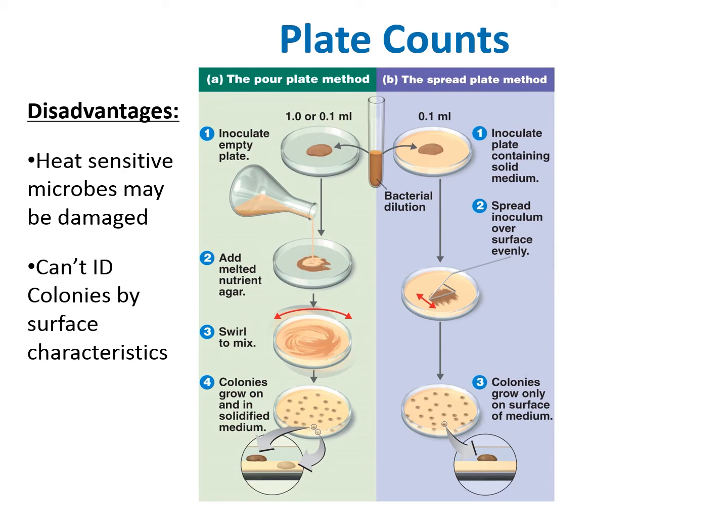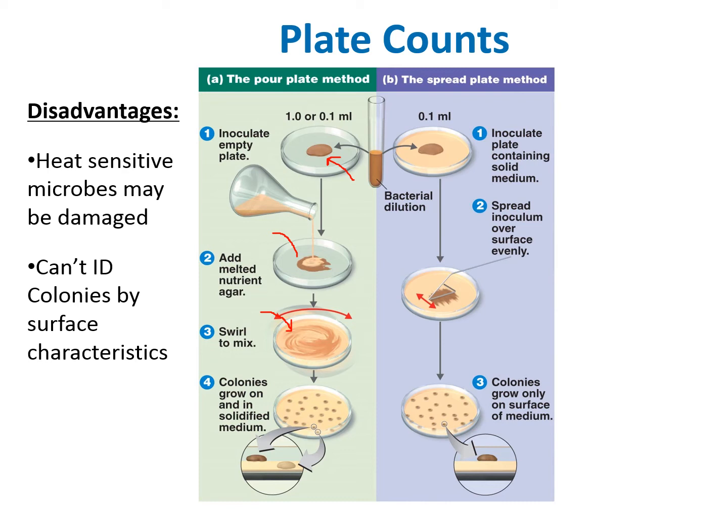Basically what you do is you take 1 milliliter or about 100 microliters of broth from your dilution and add it to a petri dish. Then you pour warm but molten nutrient agar on top of that and you swirl the plate to mix the bacteria with the medium. Then you let it cool and incubate at the appropriate temperature for the bacterium's growth.